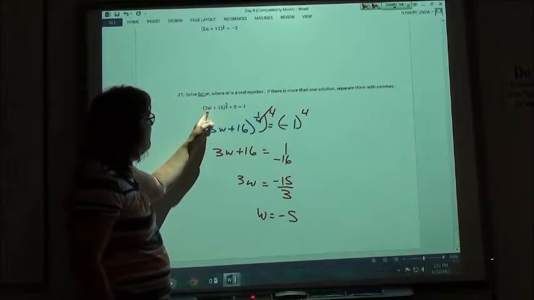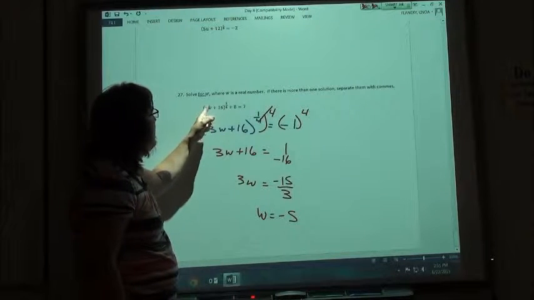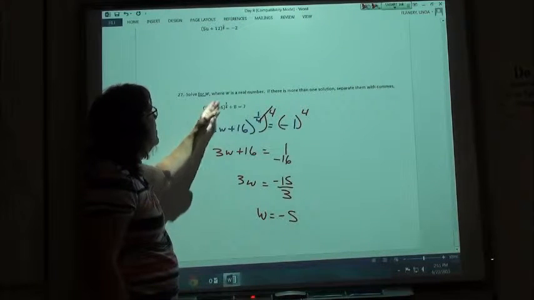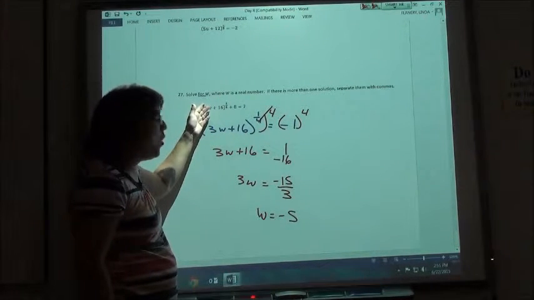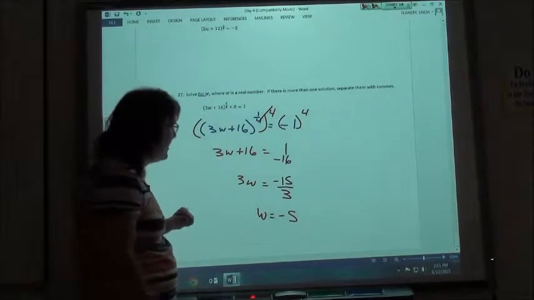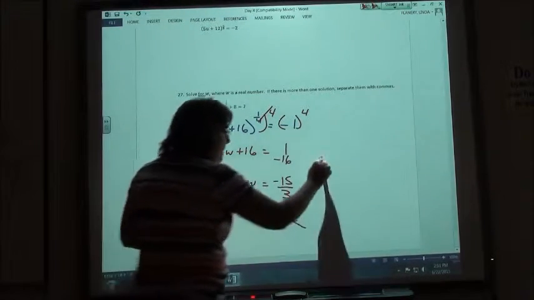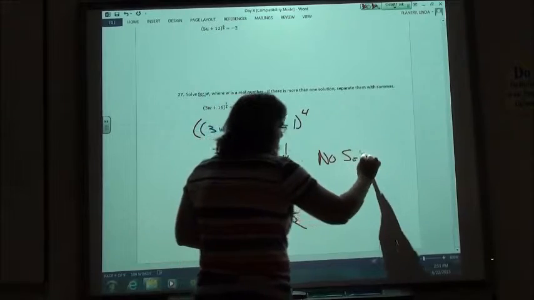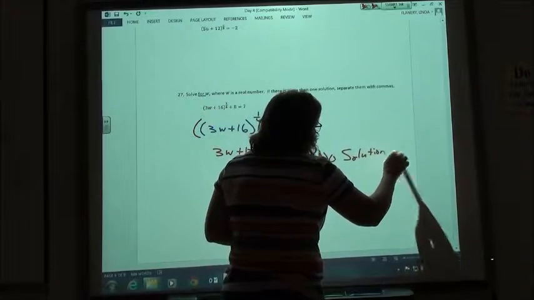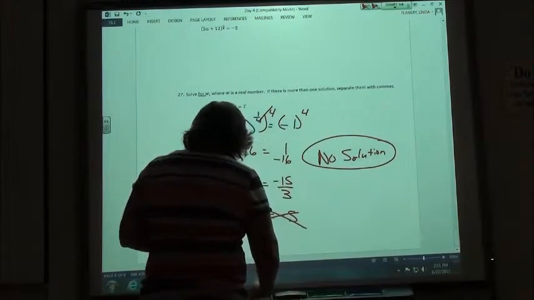But if I would check that out, 3 times negative 5 is negative 15, plus 16 is 1. The 4th root of 1 is still 1, and 1 plus 8 is 9, not 7. So we get no solution.